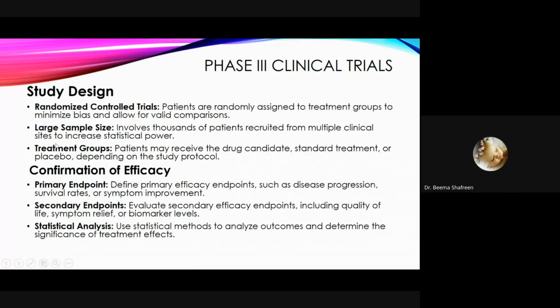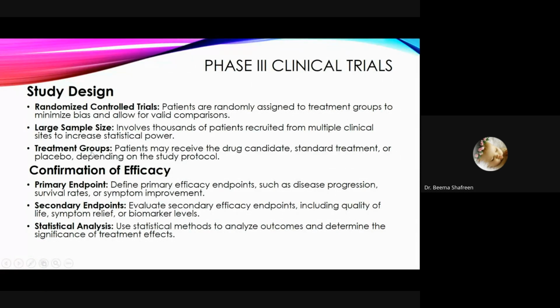The design is in such a way that randomized control trials will be taken, and a large sample size and treatment groups will be involved. In randomized control trials, patients are assigned to treatment groups to minimize the bias, and it will also allow for valid comparisons. Whereas a large sample size involves thousands of patients recruited from multiple clinical sites in order to increase the statistical power. Similarly, in treatment groups, the patients may receive the drug candidate and the standard treatment or the control depending on the study protocol.